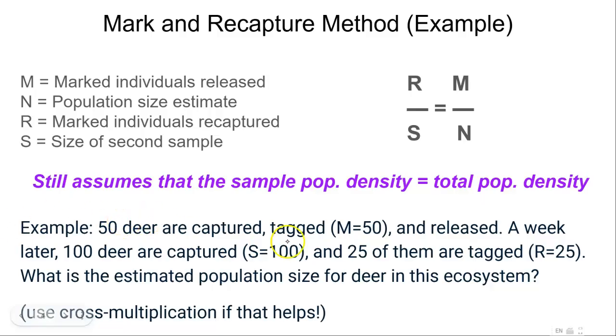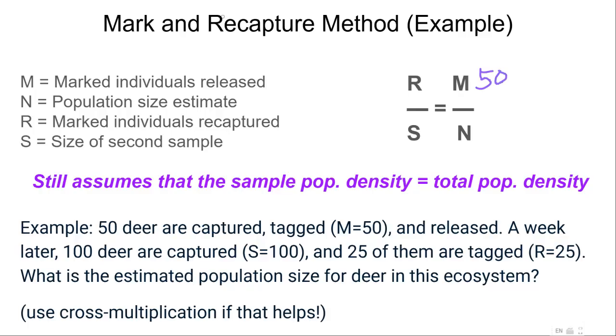50 deer are captured, tagged, and released. These 50 deer are going to be the M, the marked individuals released. So we capture 50 deer, we put maybe an ear tag or something on them, and then we release them back into their ecosystem. We don't harm them other than maybe piercing their ears, but they will look more fashionable. Sorry, that's probably inappropriate. But there are 50 of these.